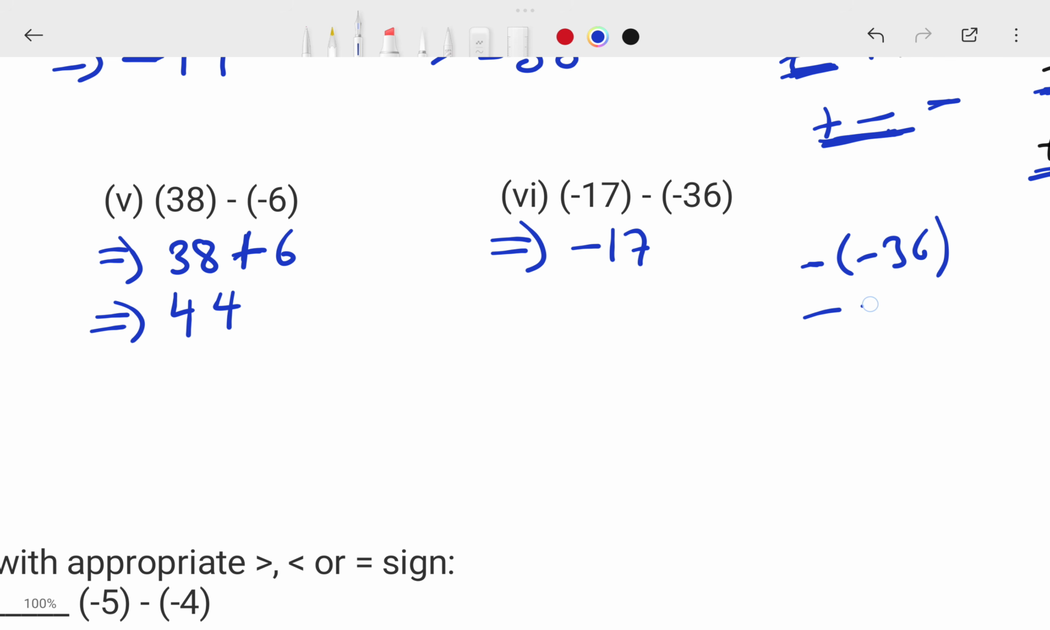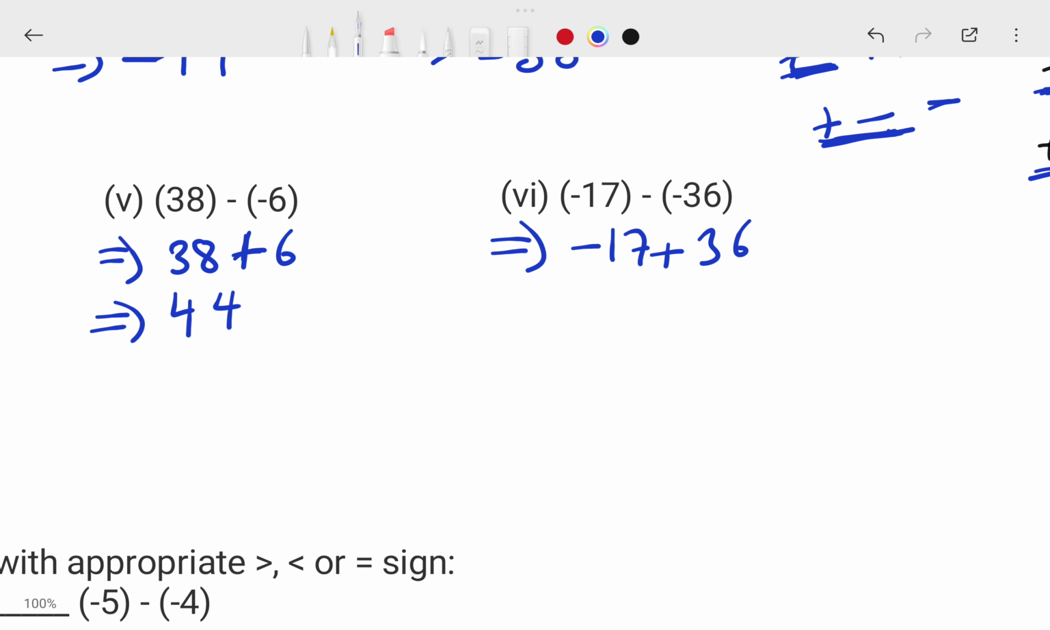Okay, now write minus and minus. If you write here, it is looking like that. So minus minus, it is going to be plus. So this is going to be plus. Let me erase it. Okay, now it is going to be what? Minus minus is there, it is going to be plus. So this is going to be plus 36.